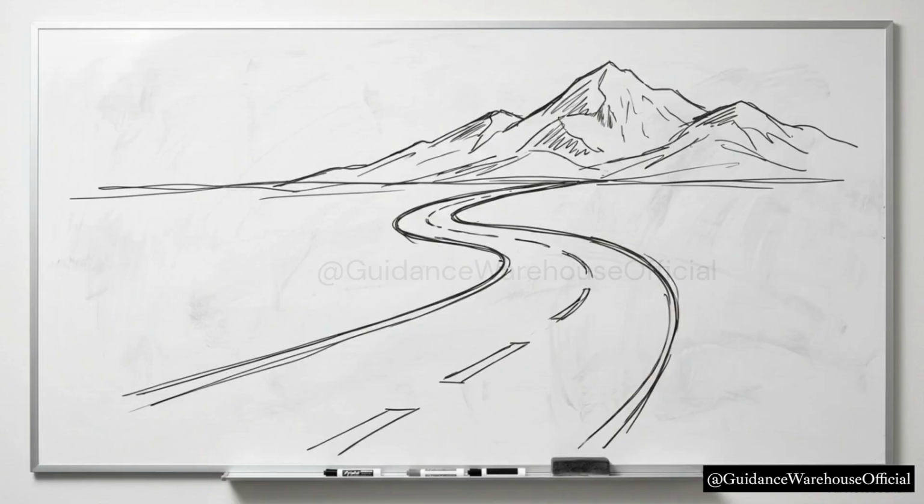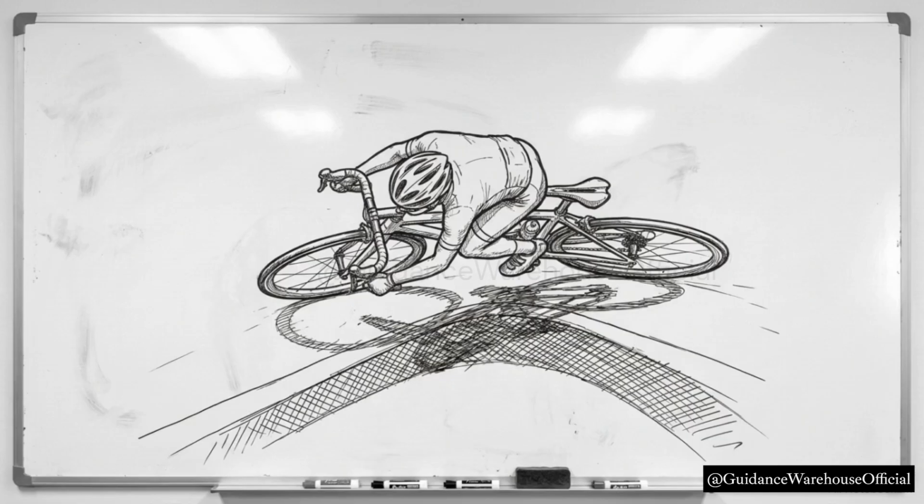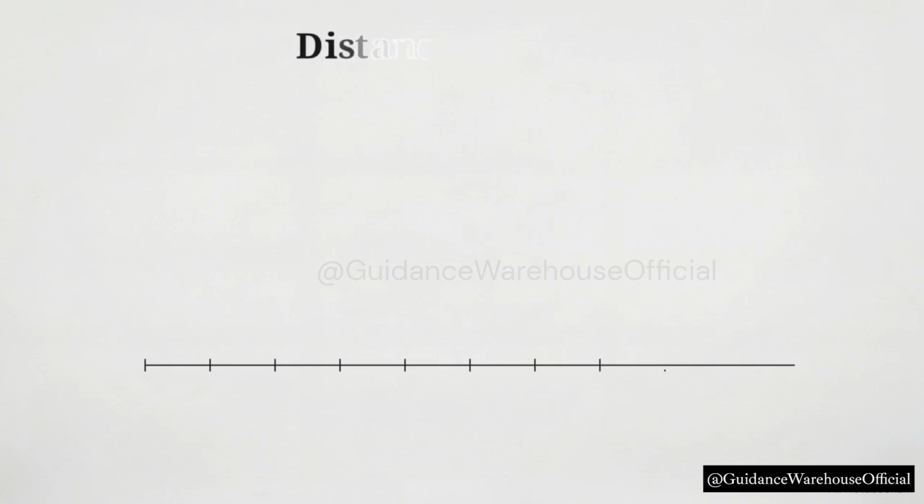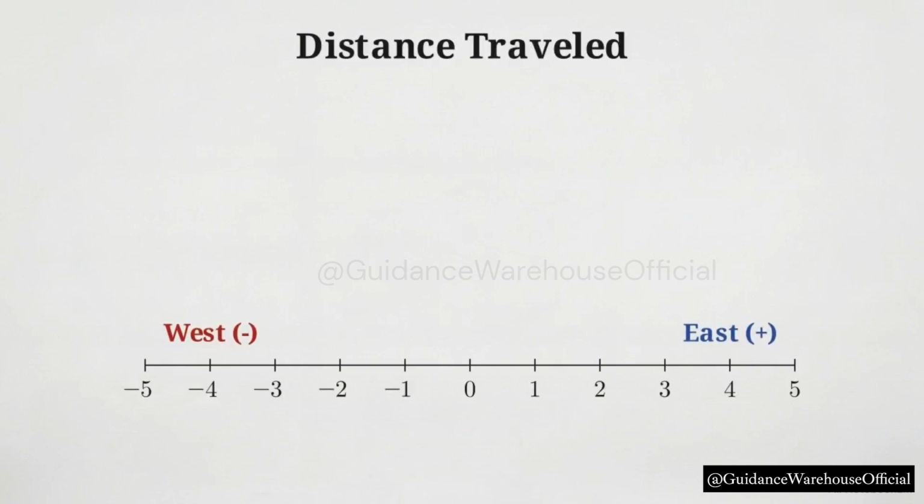Let's apply this to a more complex trip. A cyclist rides 3 kilometers west, turns completely around, and then rides 2 kilometers east. We'll start by assigning east as positive and west as negative. We place our cyclist at the 0 mark to establish their initial position.